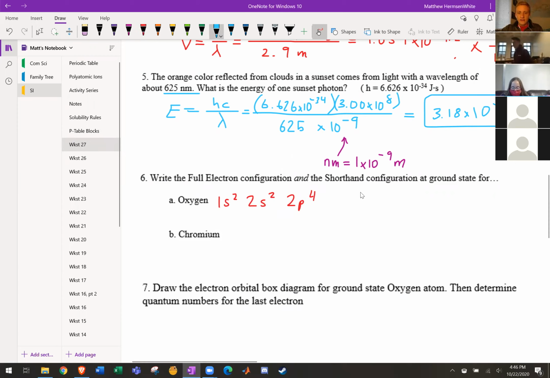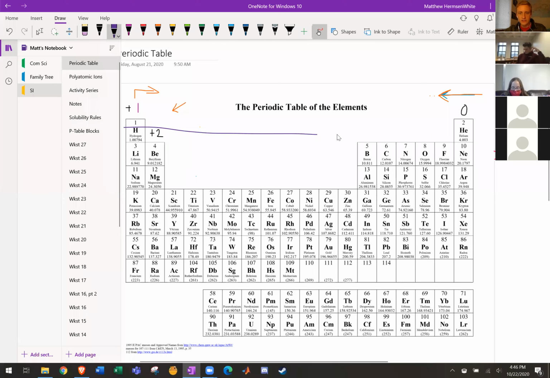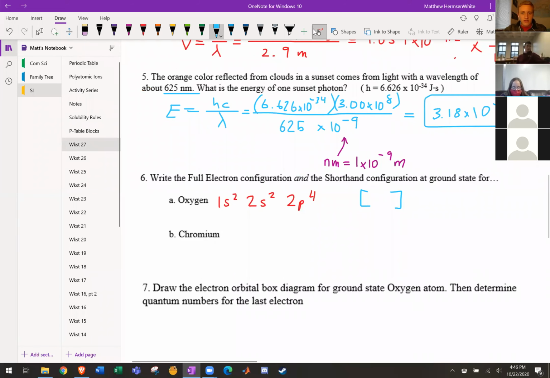And then the shorthand configuration, or the noble gas one. We are going to put in square brackets the most recent noble gas. The way you find that is you look for the one you passed. If we were going to get to oxygen, we come across here, we get to helium, then we come down to the second row, and then we get to oxygen. So the most recent one we passed would be helium. In this box we put helium and then start at the next row. So that would be 2s2, 2p4.